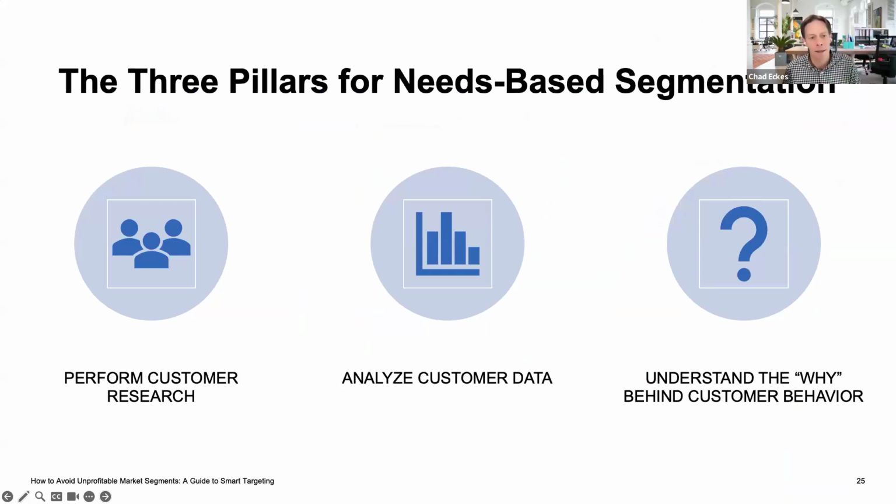Okay, so just to summarize the three pillars, and then we'll move on. Again, it's performing customer research, analyzing customer data, and understanding the why. Those three pillars that I said are really necessary to define and derive needs-based segments. I'll just pause here to see if there's any questions in chat or if anybody wants to shout out a question before we get to the next section of the presentation.